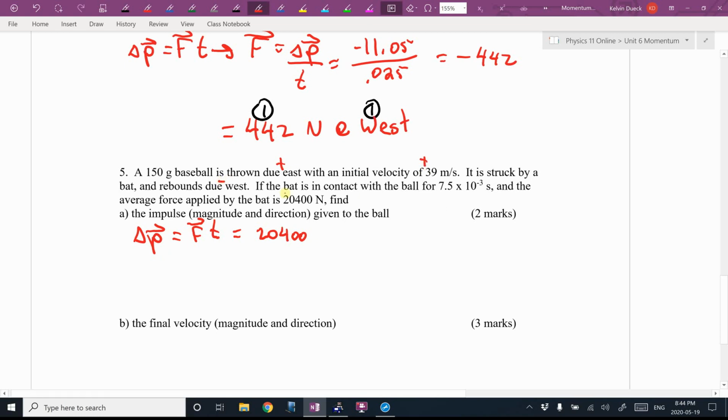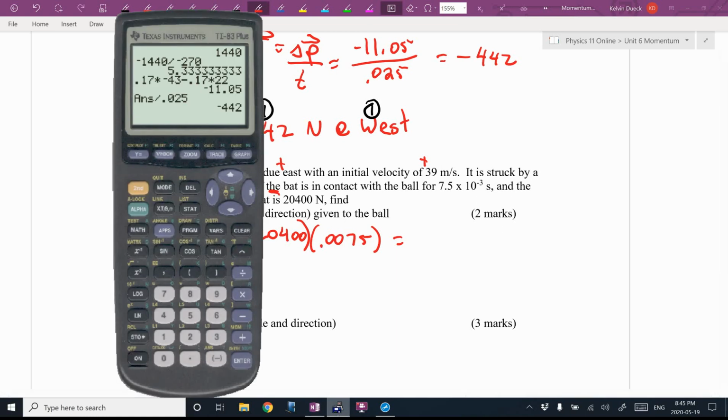You know what? The force is negative because if you're hitting a baseball and it ends up going west after you hit it, you must have applied a force to the west. It must be a negative force. So I'm going to put the negative in there. That's a tricky one. Time is 7.5 times 10 to the negative 3. It's easier just to write 0.0075 because that's what 7.5 times 10 to the negative 3 seconds is.